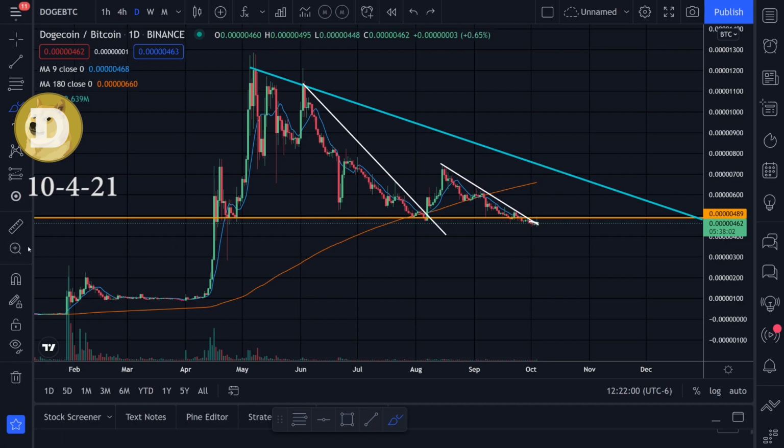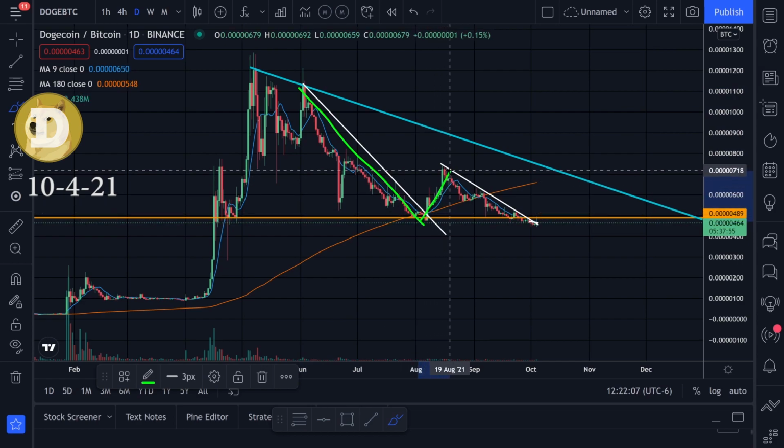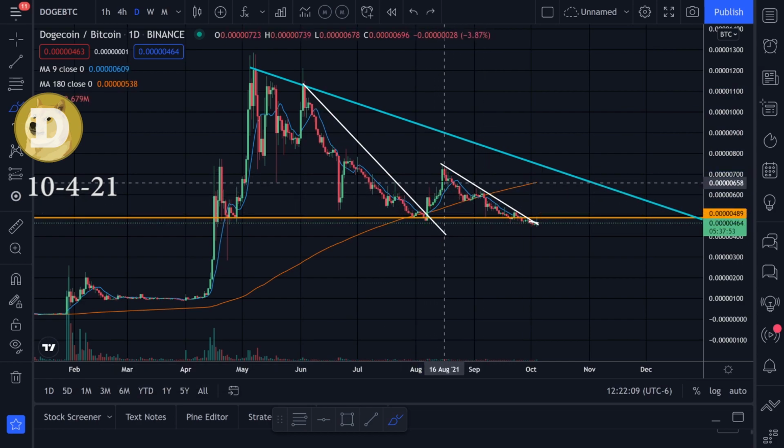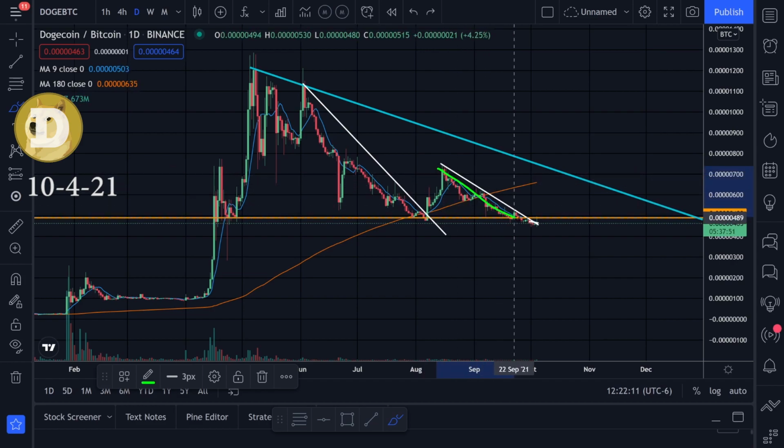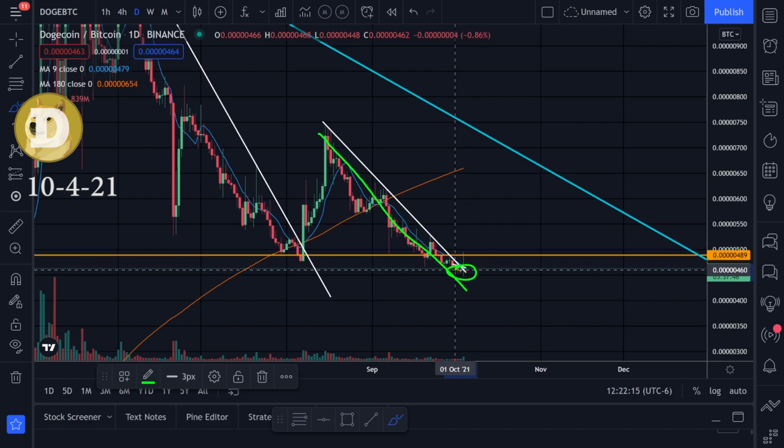Alright, let's jump over to the Dogecoin to Bitcoin chart. So if this chart is going down, it's good for Bitcoin. If this chart is moving up, that's good for Dogecoin. Right now, we've been in a downtrend, so that's good for Bitcoin. But it looks like we're coming up and testing this trend line right now.